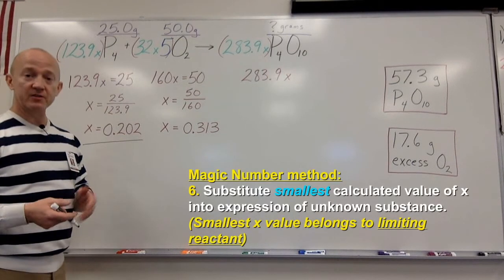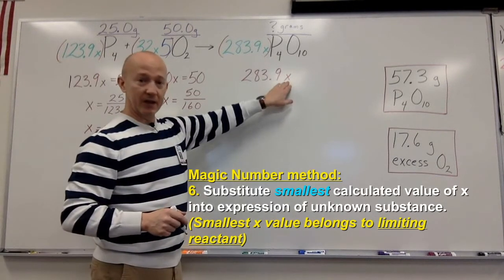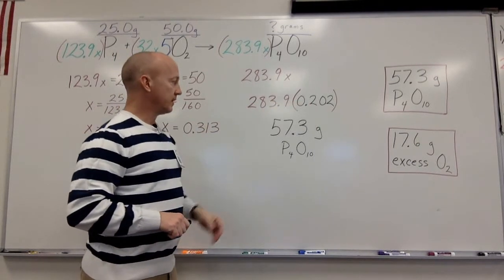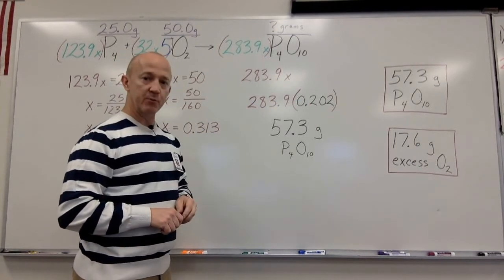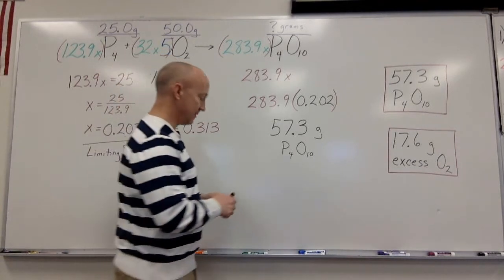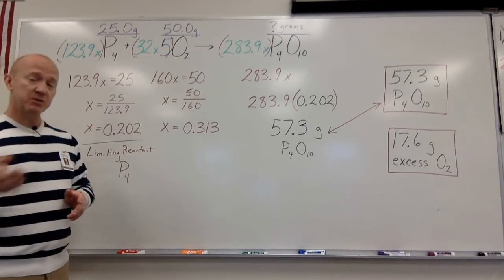To find my product, all I have to do now is take this value of X and plug it in for X here. 283.9 times 0.202 gives us a value of 57.3 grams of P4O10. And look at that, the same thing we found the first time. What about the excess oxygen? How do we solve for that?